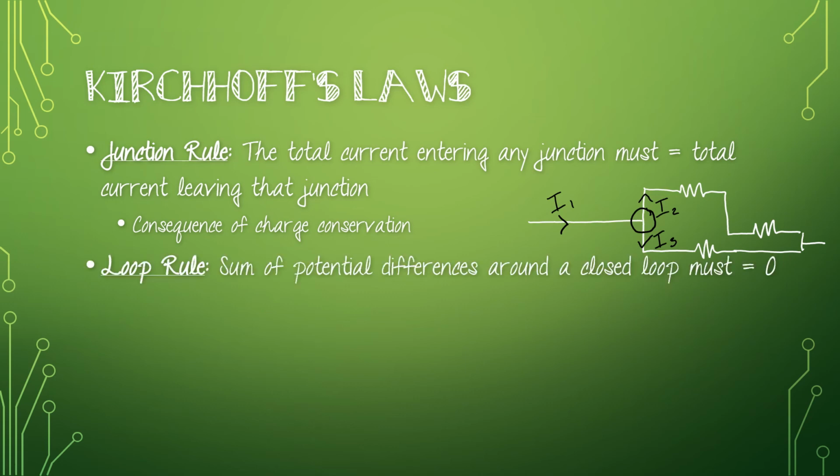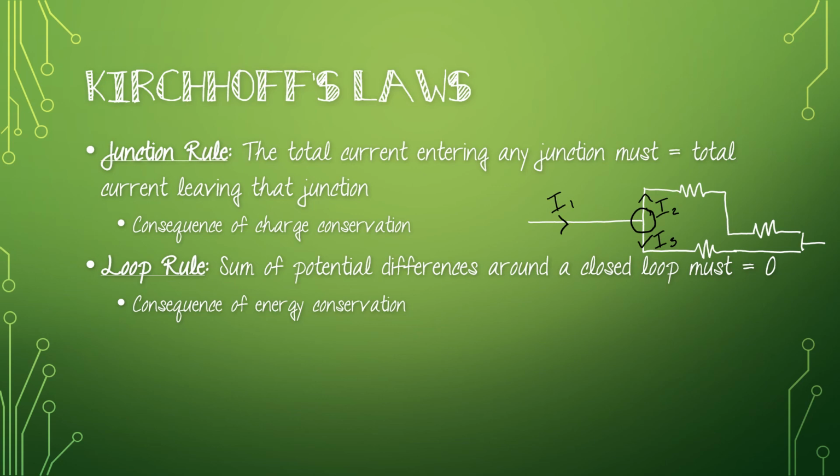The other of Kirchhoff's laws is called the loop rule. And the loop rule says that the sum of the potential differences around a closed loop must equal 0. And this happens to be a consequence of conservation of energy. So basically what that's saying is whatever energy you gain has to then be lost as it travels through the circuit. And if you think back to Unit 1, we know that potential difference is just the energy divided by the charge. And so that's why we're allowed to use potential differences here.